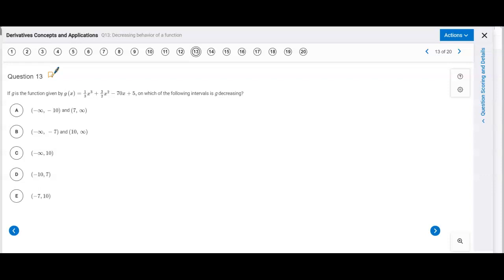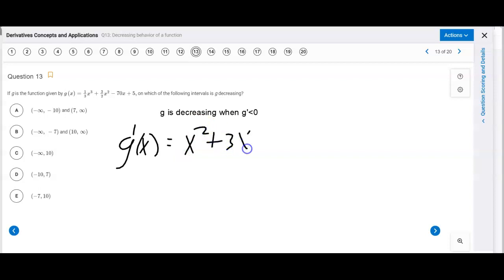So how do we do this? How can you tell where a function is decreasing? Well, g is decreasing anytime the derivative is less than 0. Or I guess another way to say that is g is decreasing anytime the derivative is negative. So let's start by finding our derivative here. So what is the derivative of g? That would be x squared plus 3x minus 70.